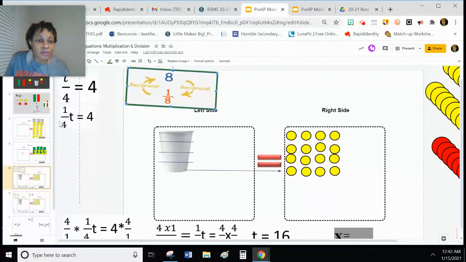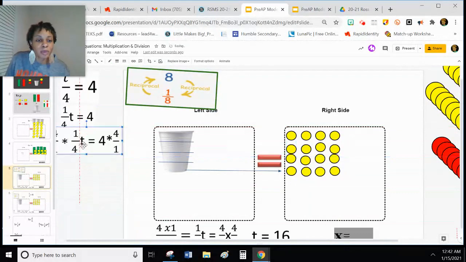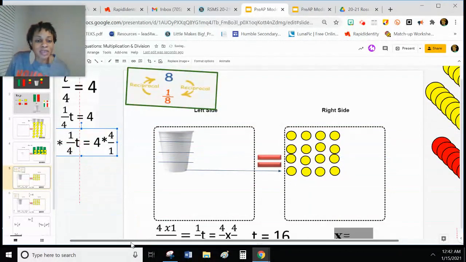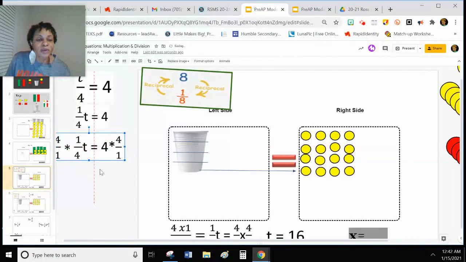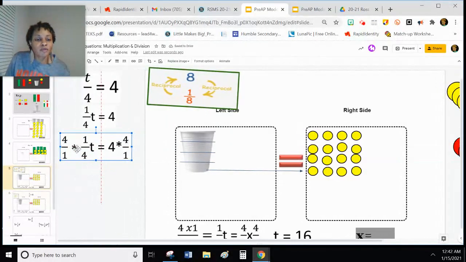Who's on this side with t? 1/4. How do we get rid of it? By multiplying by the reciprocal. So we're going to multiply both sides by the reciprocal because remember, we have to keep this thing balanced. I'm trying to line that equation up. So the reciprocal of 1/4 is 4/1. So I multiply the left by 4/1 and the right by 4/1.